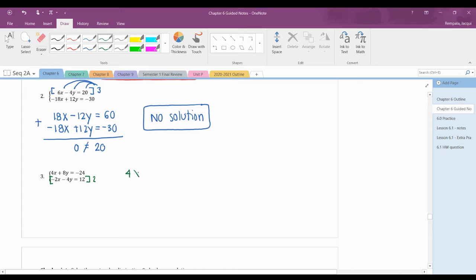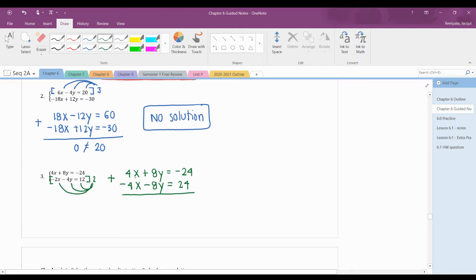So I'm going to write the top equation as it is. We're not changing that. But because we're multiplying that bottom equation, every single thing's getting multiplied by 2. So negative 2x times 2 would give us a negative 4x. Negative 4y times 2 would give us a negative 8y. That equals 12 times 2, which is 24. Now that I have opposites in front of the x's, I can add up my terms.